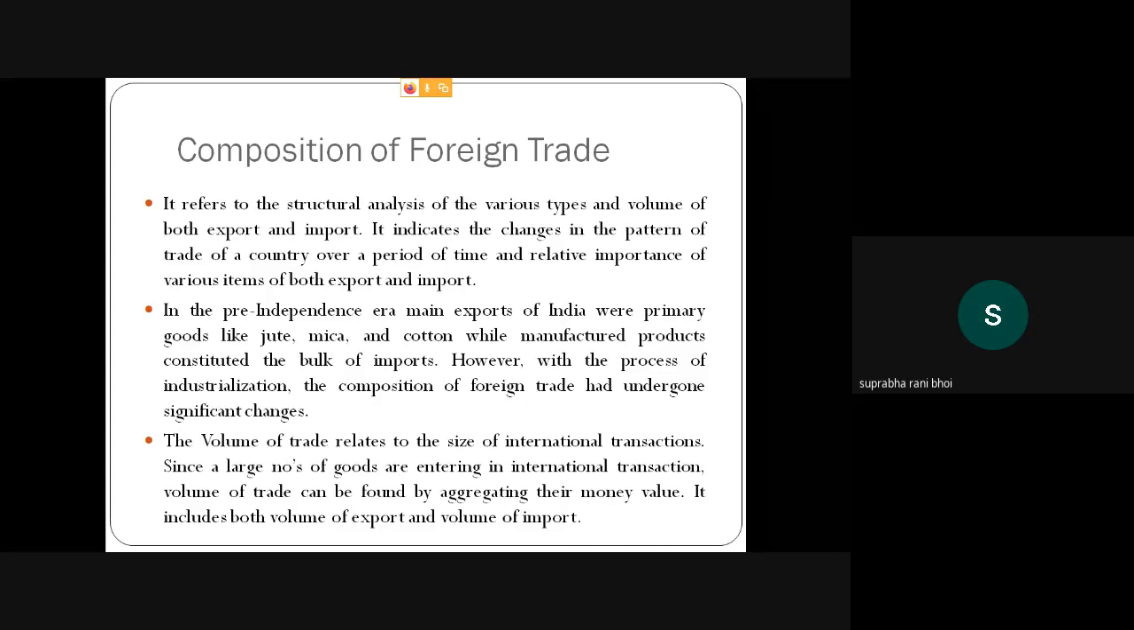For simplicity, I must mention one thing: the composition of foreign trade includes the composition of export and the composition of import. I think you can easily understand. Foreign trade has two sides. One is export, meaning we are exporting some goods. Second is import, we are importing some goods. So when we talk about composition of foreign trade, it means composition of export, meaning what types of goods we are exporting and in what amount. Second is composition of import, meaning what types of goods we are importing and in what amount.